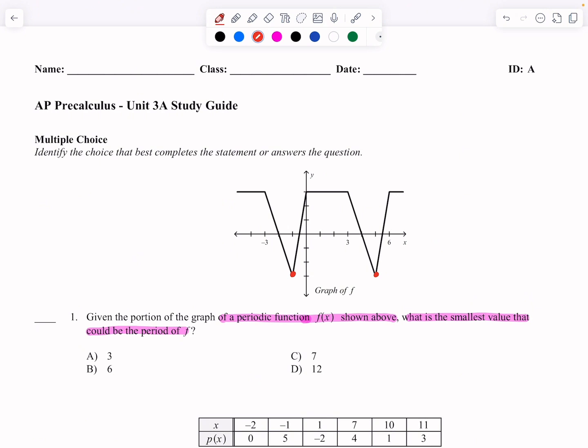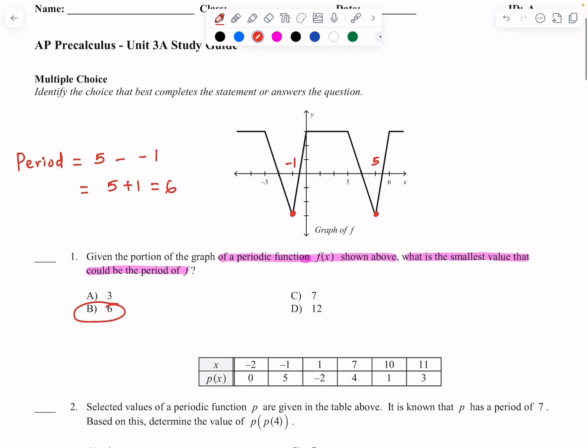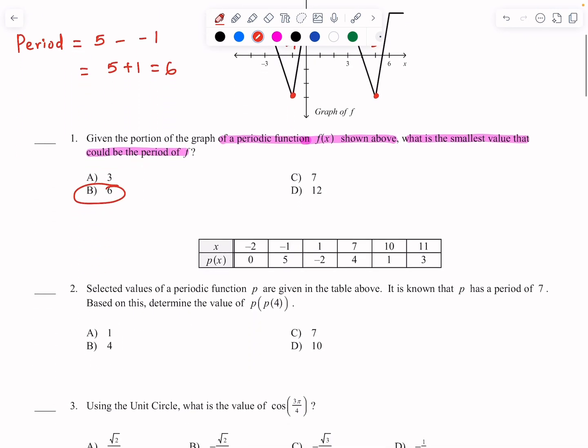And then all I would do in that case is to look at what this value will be. So this value will be -1, and this value is going to be equal to 5. To find your period for that one, all we have to do is say 5 minus -1. In this case, this is going to be 5 plus 1, and it's going to be equal to 6. And that option is going to be option B. Now let's move to question number 2.